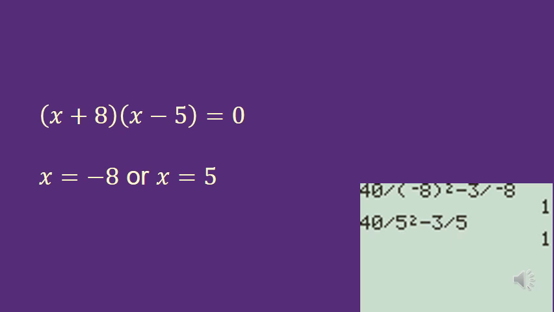What I've got going on over at the bottom right is I just wanted to show you that, yeah, this really does actually work out. Our original problem said 1 equals 40 over x squared minus 3 over x. And what I did is I plugged these things into the right-hand side of that equation and showed you they both work out to be 1. So yeah, both of those really are solutions to the problem. You don't have to do that. I just did it to show you that, yeah, it really does work. The answers are just negative 8 and 5.